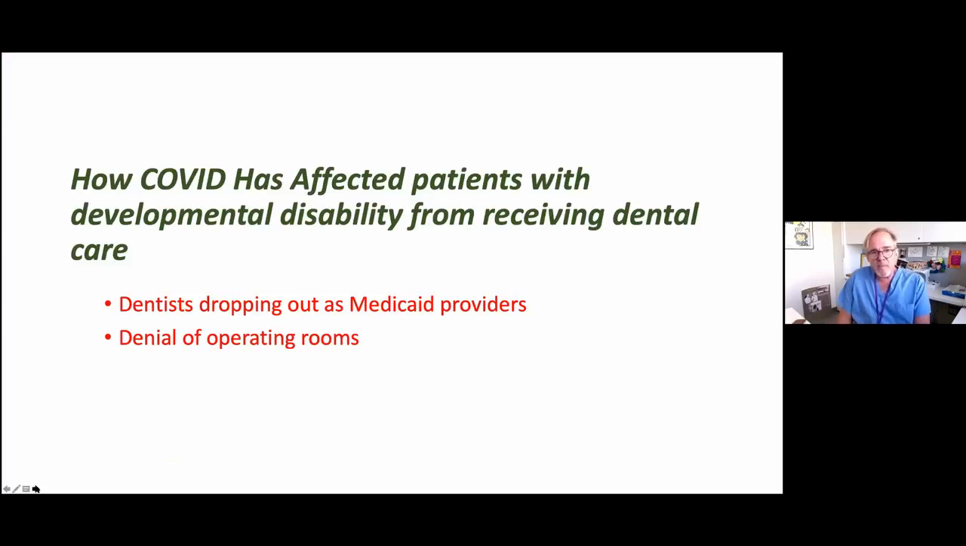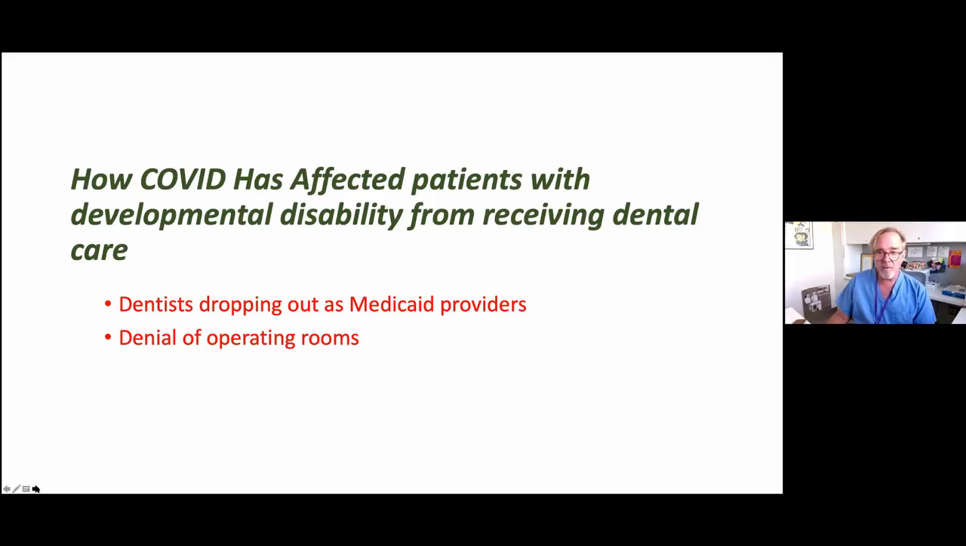And it's apropos to speak about how COVID has affected this patient population from receiving good dental care. We have in the United States something called Medicaid, and we were considered non-essential initially when this happened. So we basically were shut down from providing dental care other than emergency extractions for almost 3 months here in the States, and unable to use the operating rooms at all.